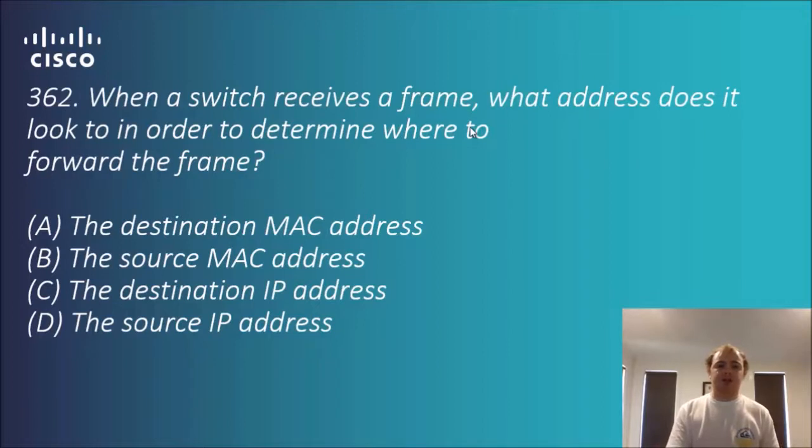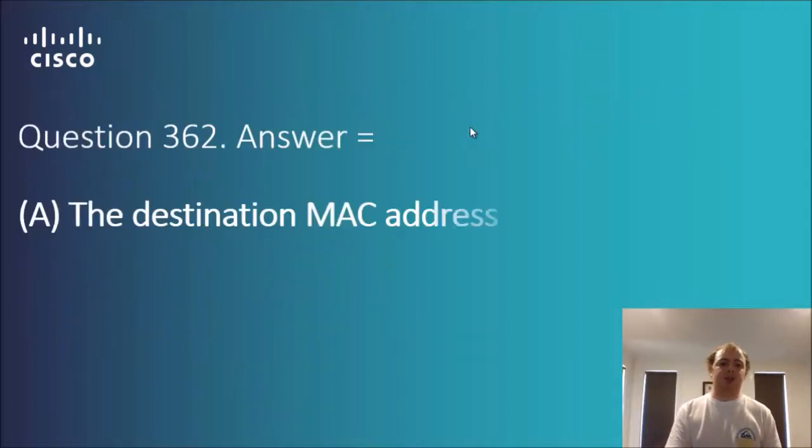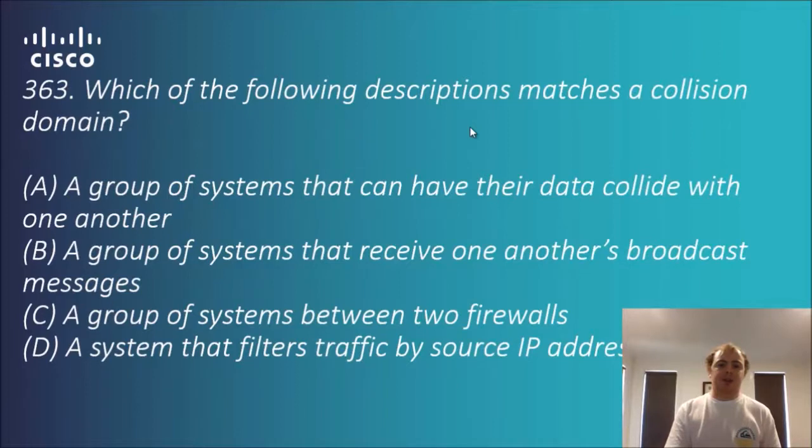362, when a switch receives a frame, what address does it look at in order to determine where to forward the frame? We've got the destination MAC address, the source MAC address, the destination IP address, the source IP address. What we do know is IP addresses are in the third layer, the network layer. MAC addresses are part of the level 2 layer. To determine where to go, it needs a destination MAC address. So hopefully it finds that in the table and goes from there. Otherwise, other actions need to take place, which I won't give to you right now because there are some questions about it.